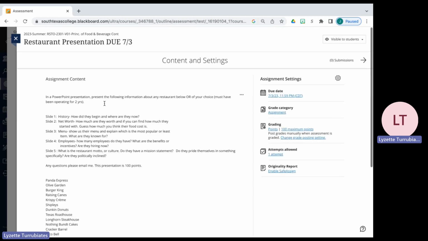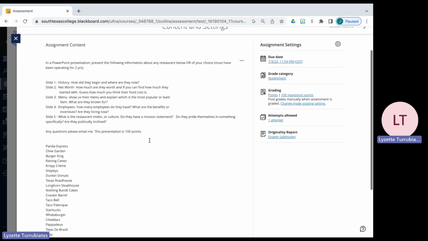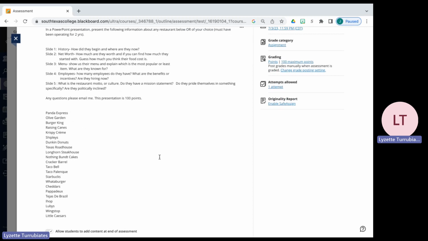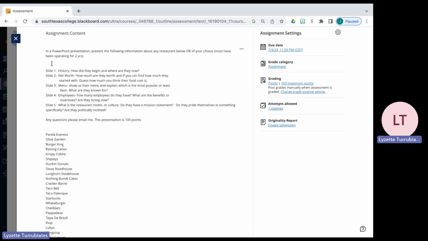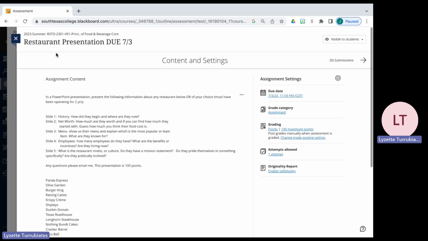You can use any place as long as they've been operating for 2 years. So if you work at a restaurant and you want to interview your employer and ask information about that, or if you want to go to a restaurant that's local and talk to them and they want to give you that information, then you're more than welcome to do that as well. But again, these are some examples. This is due on July 3rd and is a fairly easy assignment to submit. Just 5 slides, but with this specific information. And again, if you have any questions, please email me or you can message me on Pronto about your assignment.